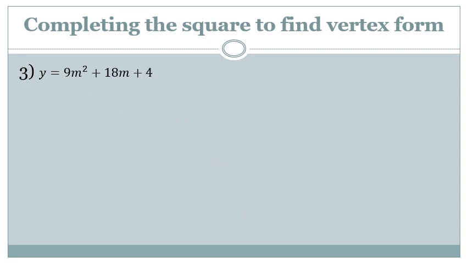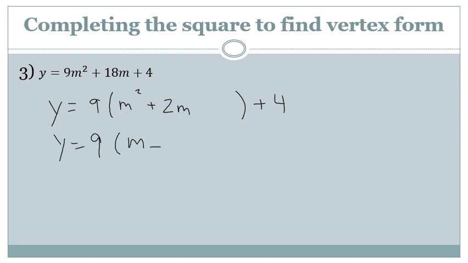Next problem. So let's do it again. Okay, now this one has a problem. You see that 9 out front? What we have to do is, if you have a number out front, we're going to pull it out of the first two terms. So if we divide 18, we get 2. Okay? And then leave your space, right? So that means in our vertex form, we're going to have a 9 out front too. That's your A, right? All right, so divide the 2 in half.